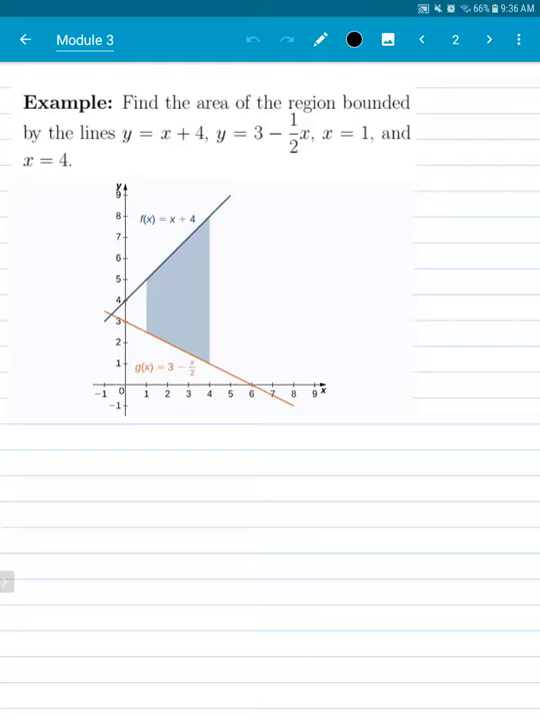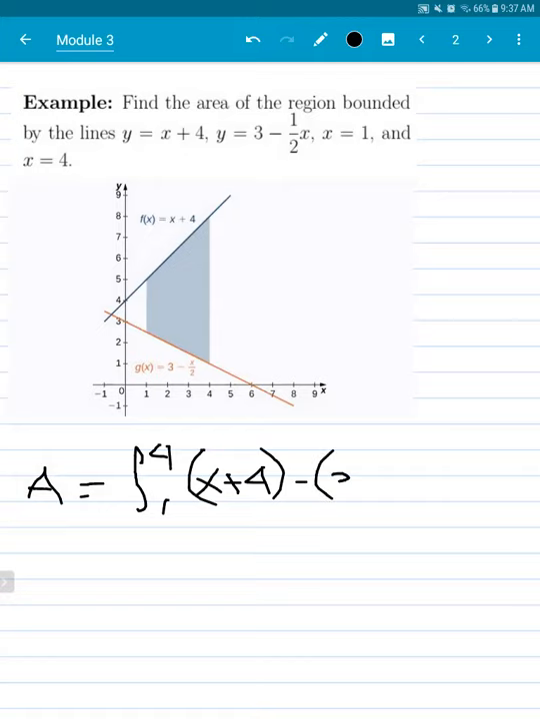We have the area equal to the integral from 1 to 4, since x goes from 1 to 4. Those will be the lower and upper limits. And then you subtract the higher curve minus the lower curve. The higher curve is x plus 4 minus the lower curve, which is 3 minus x over 2, with respect to x.